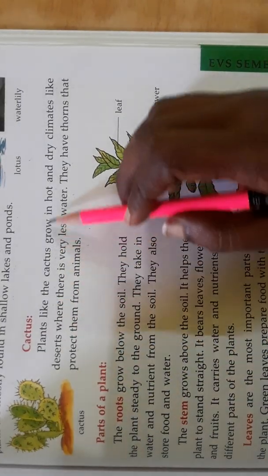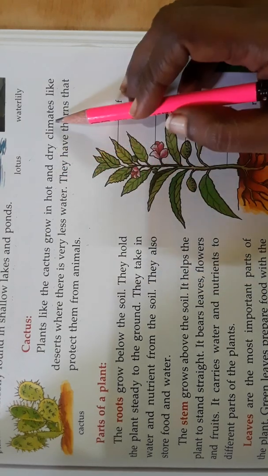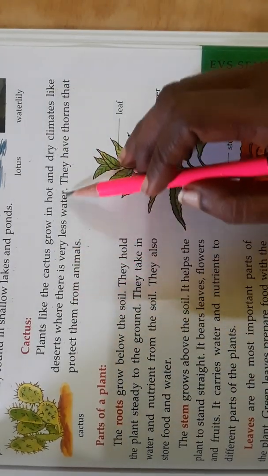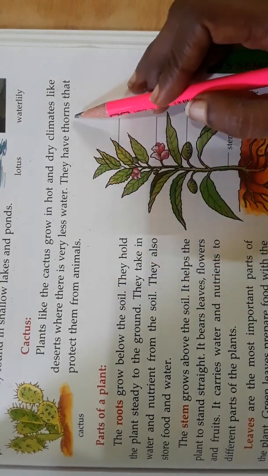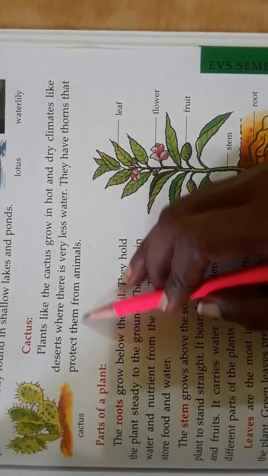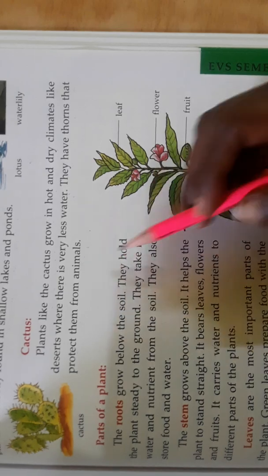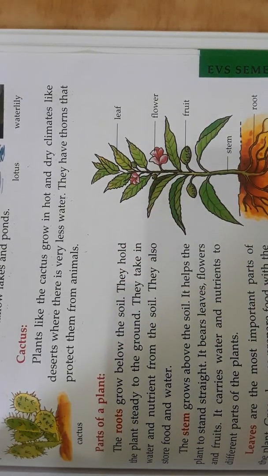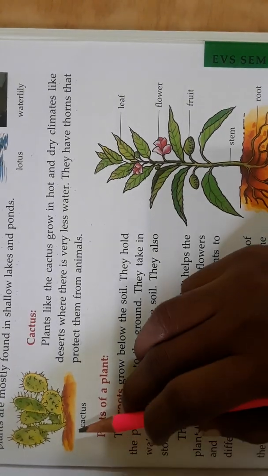Next we are going to see about cactus. Plants like the cactus grow in hot and dry climates like deserts where there is very little water. They have thorns that protect them from animals. So plants like cactus grow in hot dry climates, children.